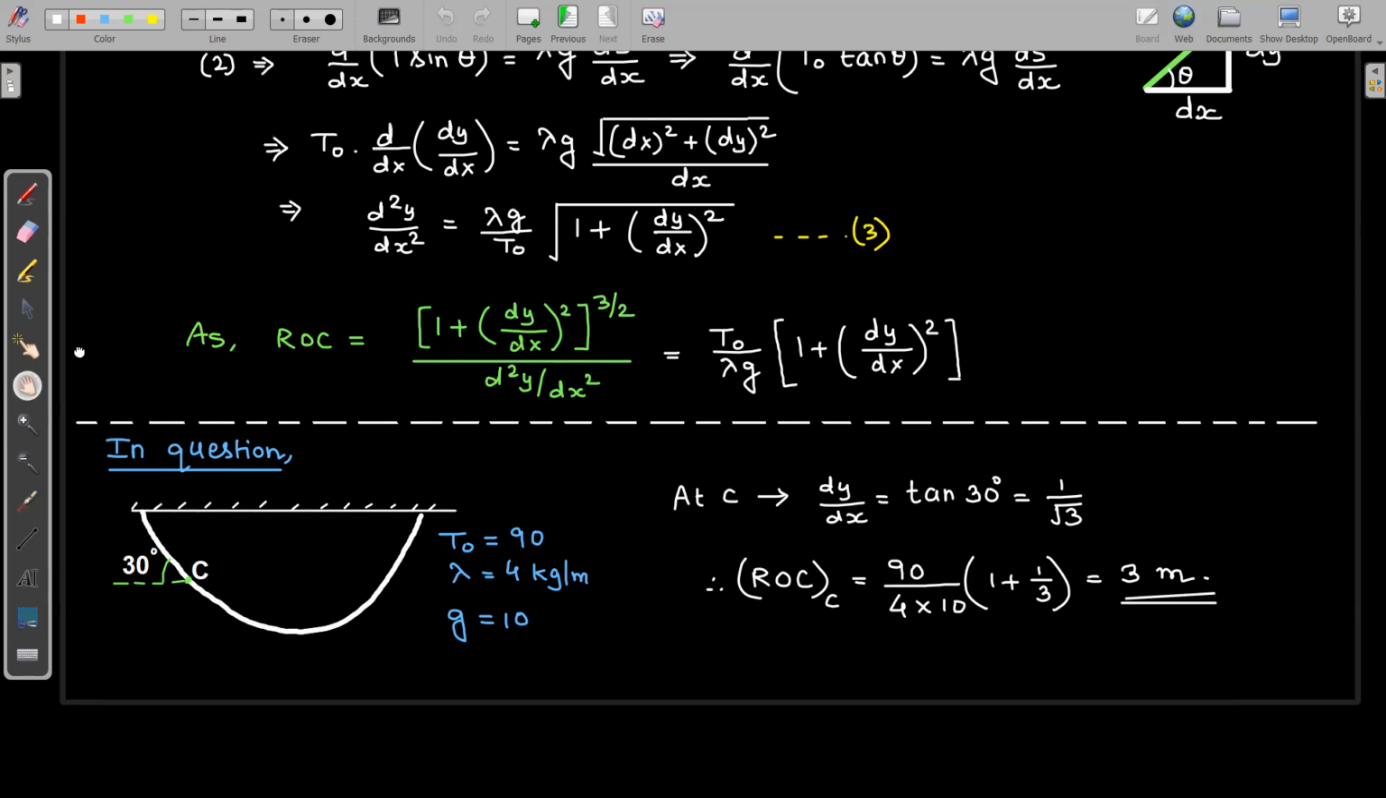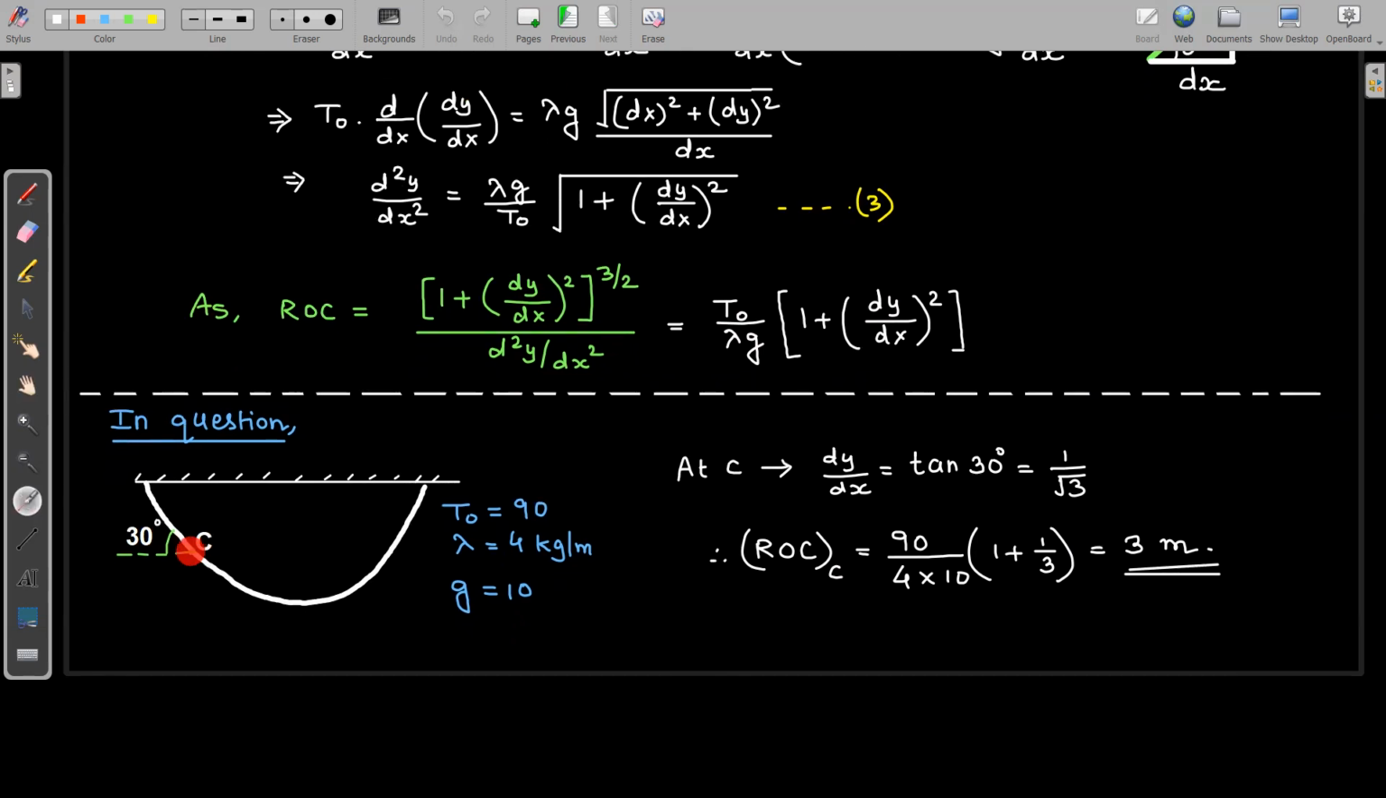In the question, we were asked the radius of curvature at point C. If you draw a tangent at point C, this tangent is making an angle of 30 degrees from the horizontal. So dy by dx at point C is tan 30, which is 1 by root 3. Tension at the lowest point is given to us as 90 Newton. Lambda was given as 4 kg per meter, and g is given as 10 meter per second square. Simply replace these values in the expression for radius of curvature. T naught is 90, lambda is 4, g is 10, and 1 plus dy by dx square will be 1 by 3. So this radius of curvature comes out to be 3 meters.